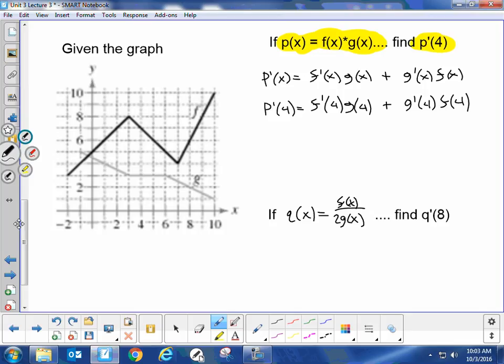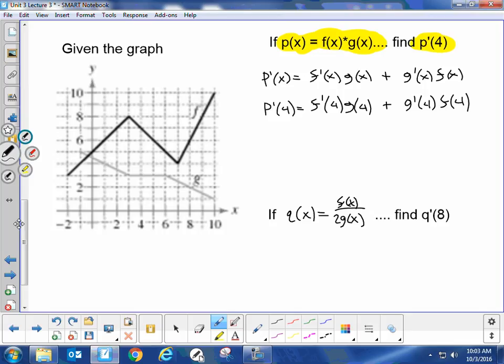Did we figure it out? Yeah? What do you think, Mr. Clayton? So -3. Well, how'd you get f prime of 4? The slope of the tangent of f at 4, right? Well, it's just a line segment.